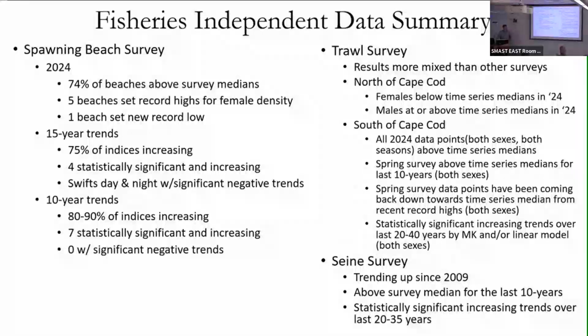For the trawl survey, there's more mixed results there. North of Cape Cod, females are below the time series medians in 2024. Males were at or above the time series medians in 2024. South of Cape Cod, all 2024 data points, both sexes, both seasons, were above the time series medians. The spring survey was above the time series medians for the last 10 years for both sexes, and a statistically significant increase in trends over the last 20 to 40 years using Mann-Kendall and/or linear model for both sexes.